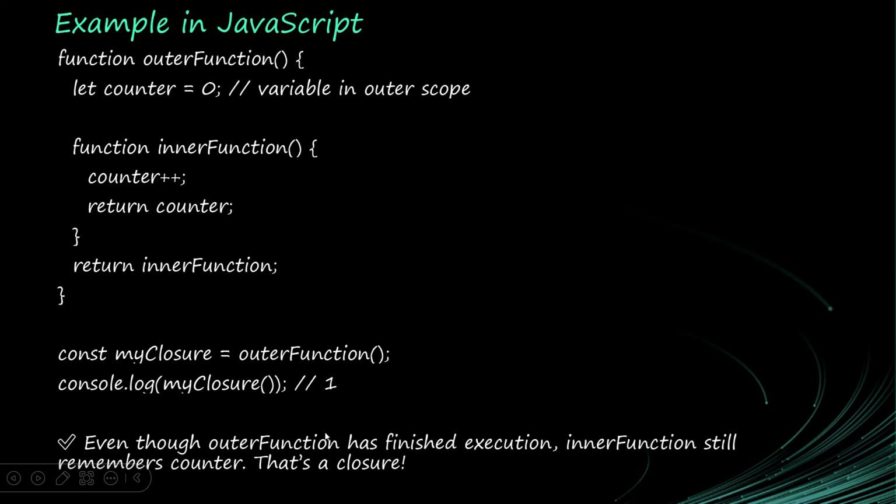So even though the outer function has finished executing, the inner function still remembers the counter. That's the closure. The counter variable here, the inner function still remembers it, so it's still within the execution of the inner function.